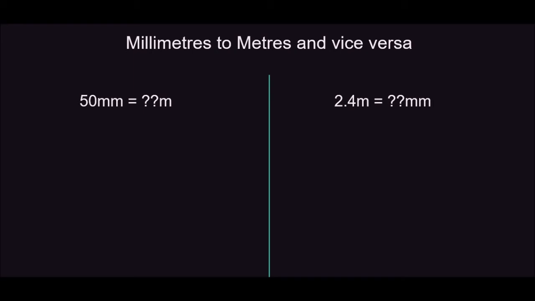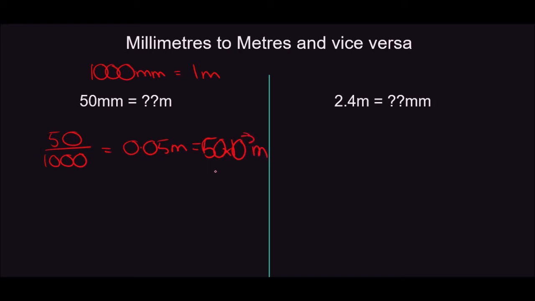Okay, first job, we're going to transfer millimeters to meters and vice versa. So millimeters, as you'll know, there is 1000 millimeters equals 1 meter. So what we need to do is take this 50 and divide it by 1000 to transfer it into meters, and what we'll get is 0.05 meters. Now that is the same as doing 50 times 10 to the minus 3 meters. Okay, so 0.05 meters is equal to 50 times 10 to the minus 3 meters.